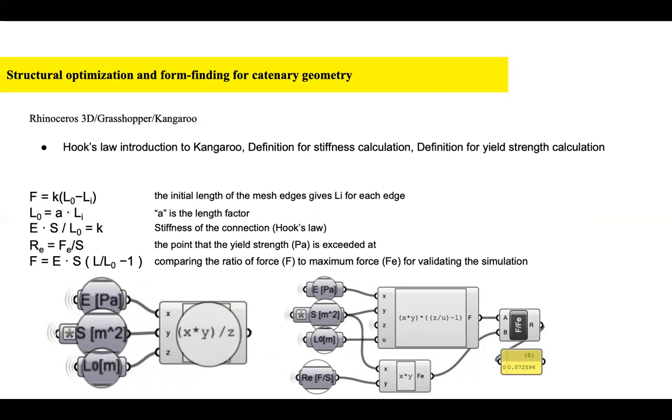If the ratio is among 0 to 1, then it indicates that the connection is in elastic behavior, so the simulation is correct. If this value is higher than 1, then the material is in plastic behavior, so the simulation is incorrect.